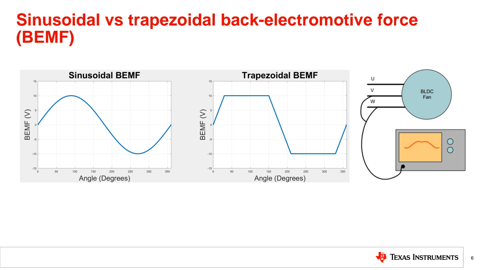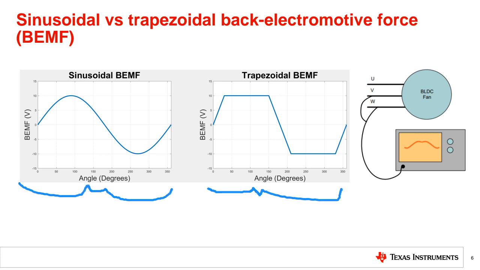On your screen, two typical back EMF forms are available. What is it? One of them is the BLDC waveform, another one is the typical permanent magnet synchronous machine waveform. One of them is called trapezoidal back EMF. These are trapezoidal back EMF. These are sinusoidal back EMF.